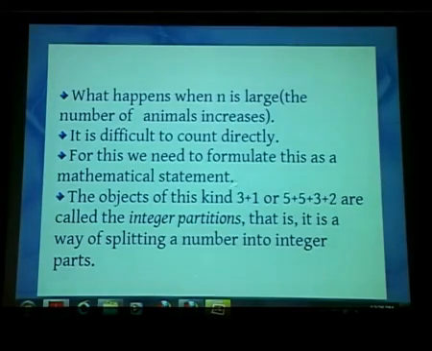I am using the word part for the row length of each row. So here there are 2 rows, in which the first row has 3 elements and the second row has 1. So this has 2 parts. So integer partitions are the way of splitting a number into integer parts.